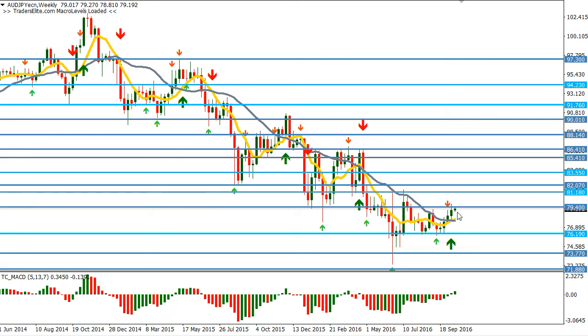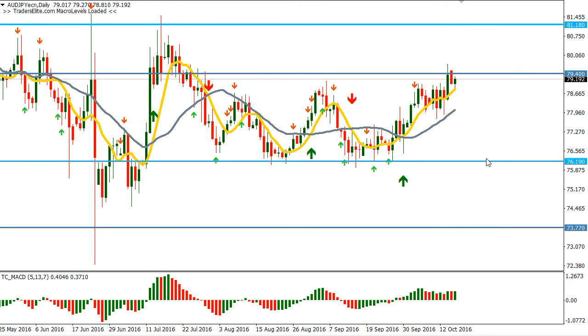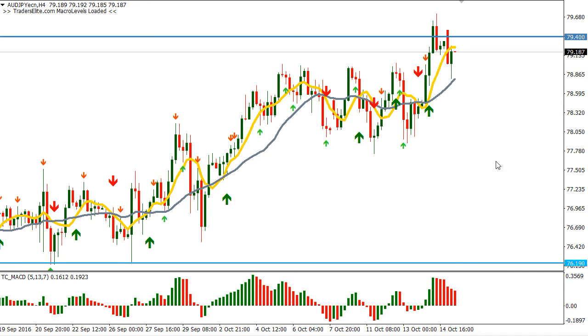On the other side, if we see resistance at the 79.40 level, then we could see a move back down towards 76.16, 76.19 for potentially another opportunity to the upside.